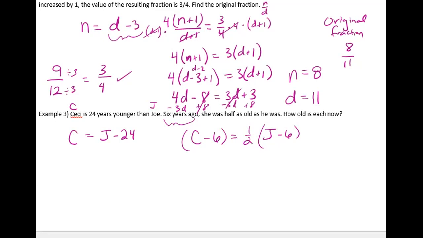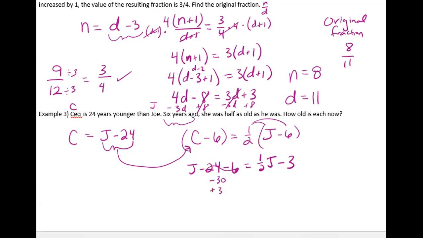We just need to solve for C or J. I'm going to use substitution. I'm going to put this in right here. So I have J minus 24 minus 6 is equal to 1/2. I'll go ahead and distribute while I'm here. 1/2 J, and then 1/2 times 6 is going to be 3. At this point, if you don't like the 1/2, you could multiply everything by 2. I'm going to go ahead and keep it because 1/2's not too hard for me. Negative 24 and negative 6 is going to be a negative 30.